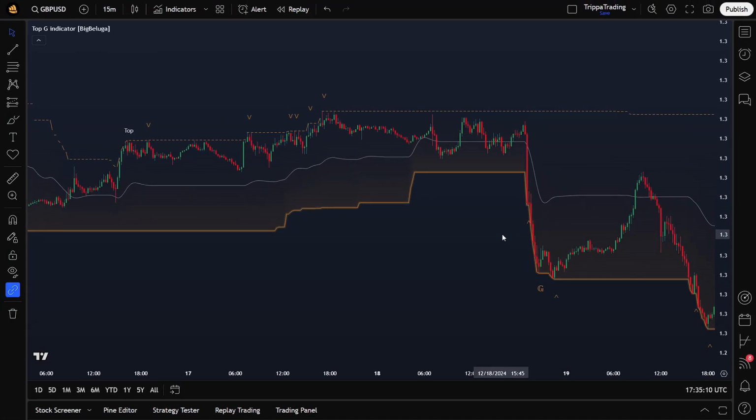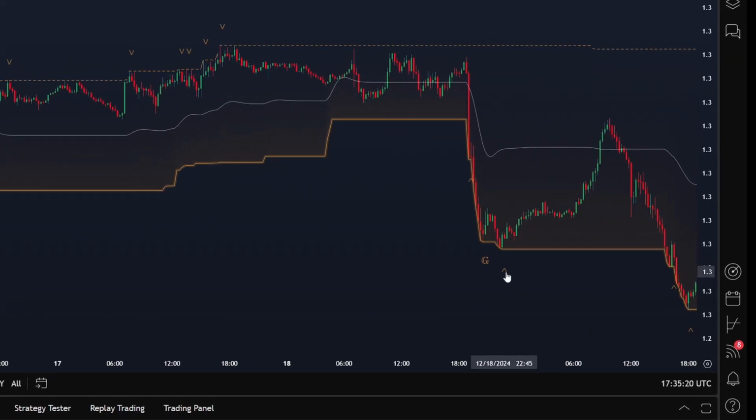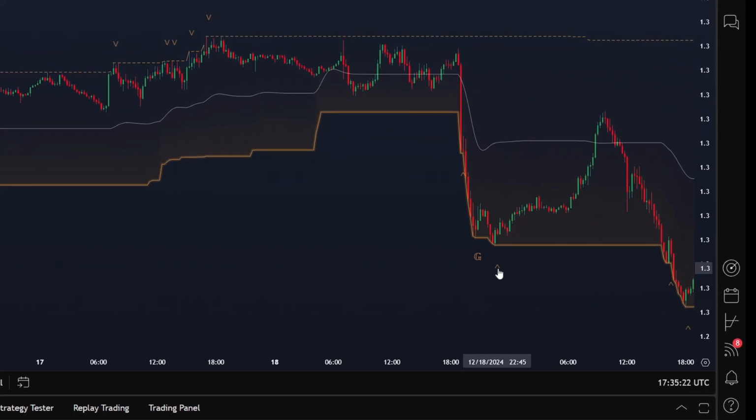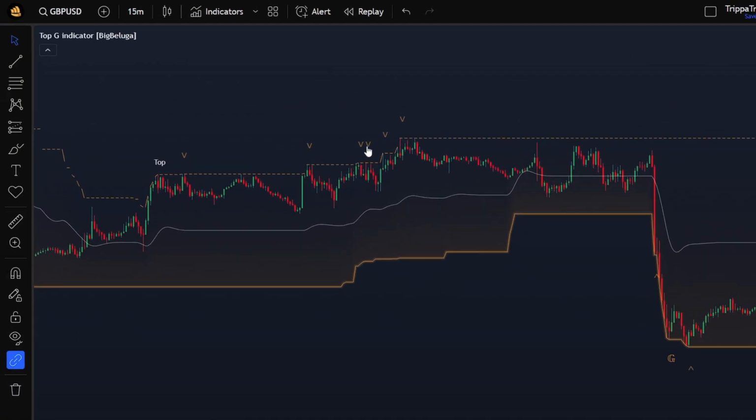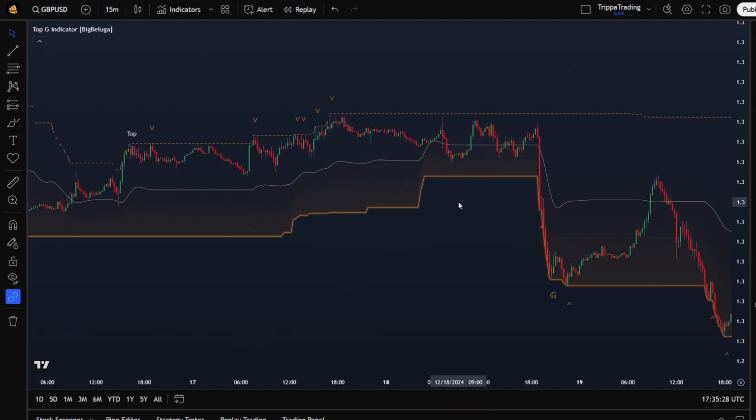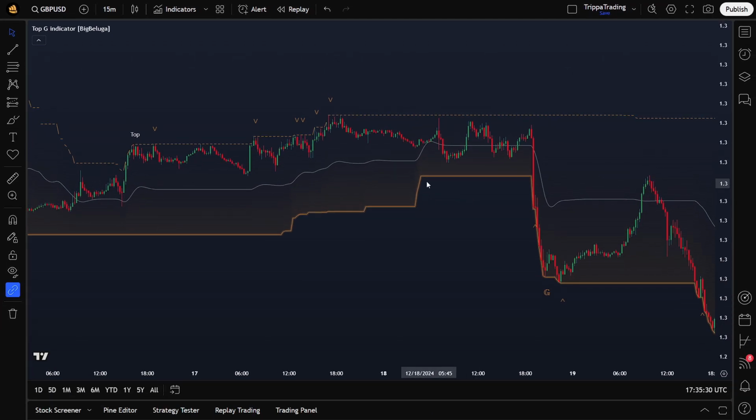Additionally, the indicator provides intermediate signals in the form of these small arrows. These indicate potential reversal zones, but with less certainty than the G labels. The upward arrow suggests a possible bottom, while the downward arrow suggests a potential top. These signals are useful for traders watching range-bound markets or looking for additional confirmation.